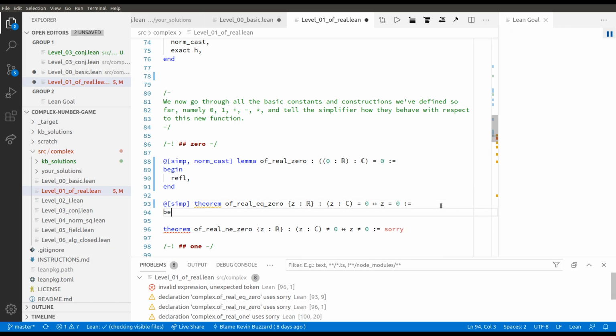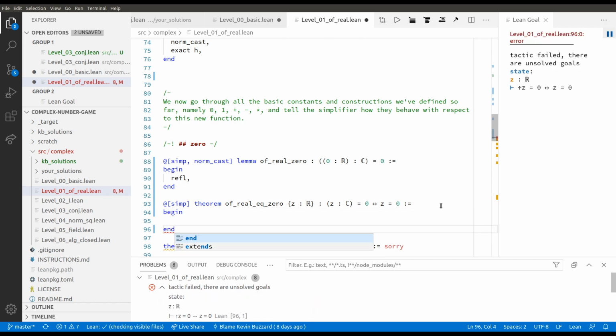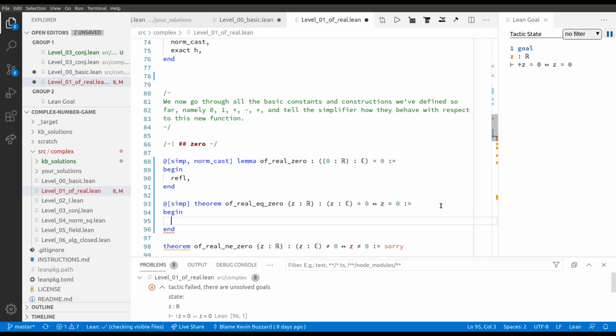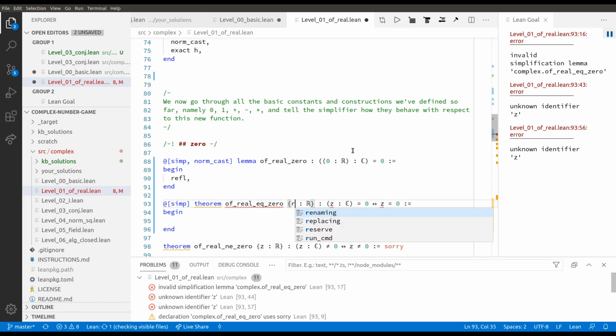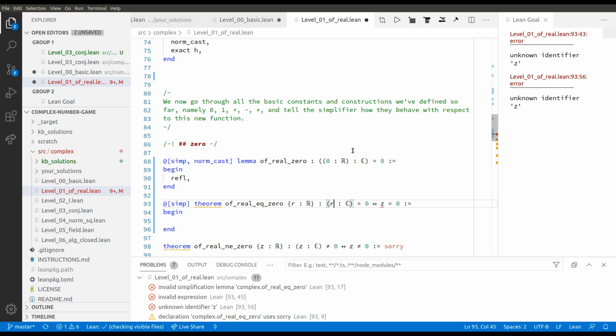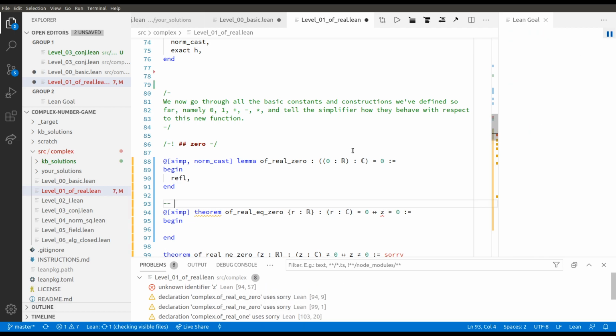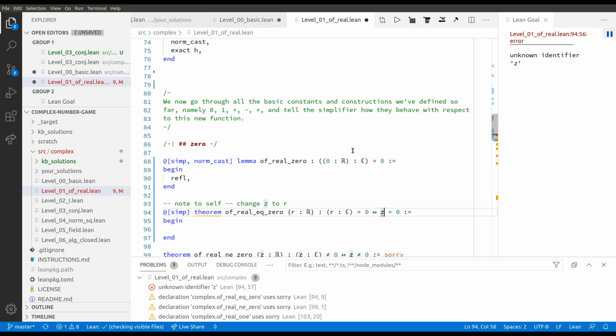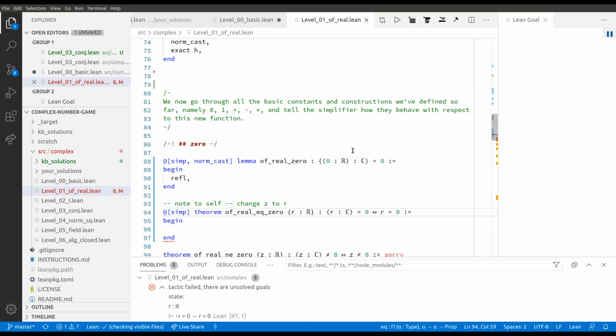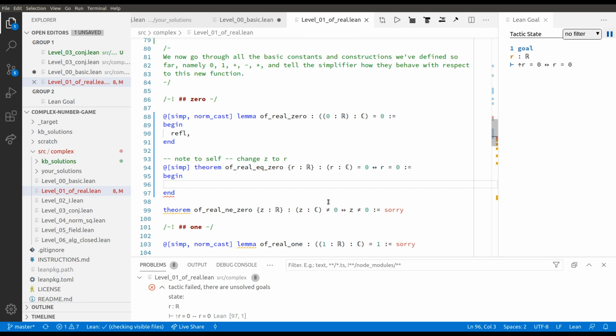This won't be true by definition. Who knows? Let's have a look at this proof. Of real x0, we've got a real number z. Oh, we should call it r. That's a terrible name. There. Note to self: change z to r. There you go. That won't break any of the proofs, because changing a variable name is changing everything up to alpha equivalence.